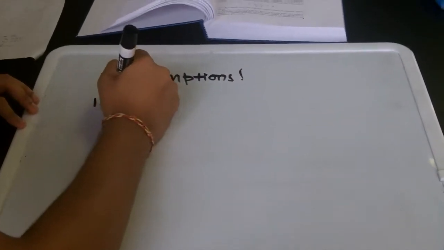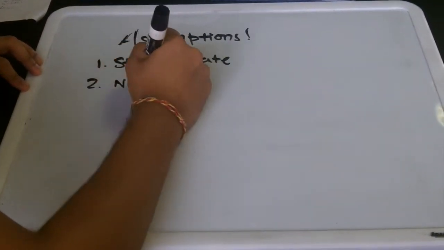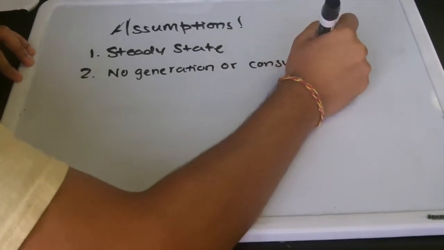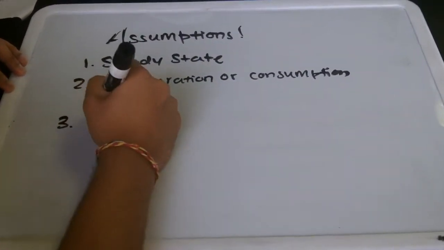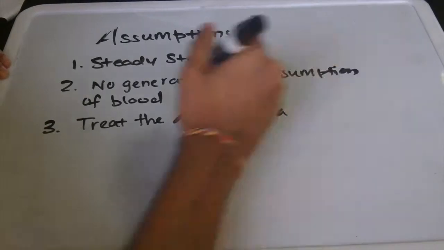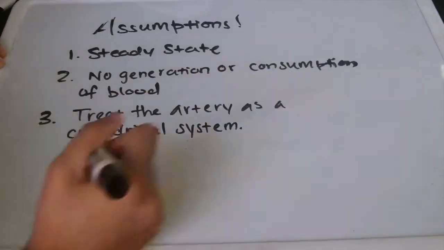There are three assumptions that we can make from this problem statement. 1. The artery is a steady-state system. 2. There is no generation and consumption of blood in the system. And 3. We can treat the artery as a cylindrical system.